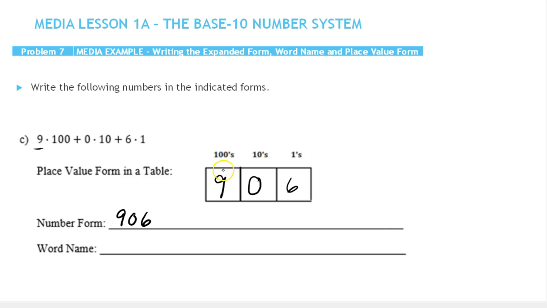So we take the digit in the hundreds place, 9, and follow it by the word hundred. Now we're going to write the combined form of the tens and ones places. So we don't have any tens, we have 0 tens, but we don't write that. We just think of this as looking at these numbers combined. 06 is the same as the number 6. So we would write nine hundred, and this would just be six. And we're done.